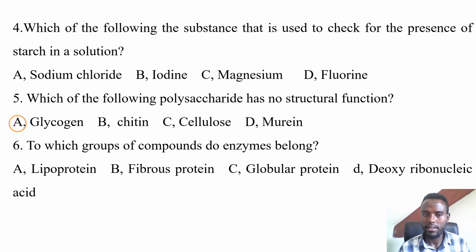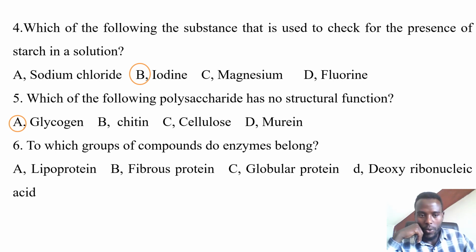A. Sodium chloride. B. Iodine. C. Magnesium. D. Fluorine. Which of the following substances is used to check the presence of starch in solutions? A. Sodium chloride. B. Iodine. C. Magnesium. D. Chlorine. If you say B, Iodine, you got the answer.